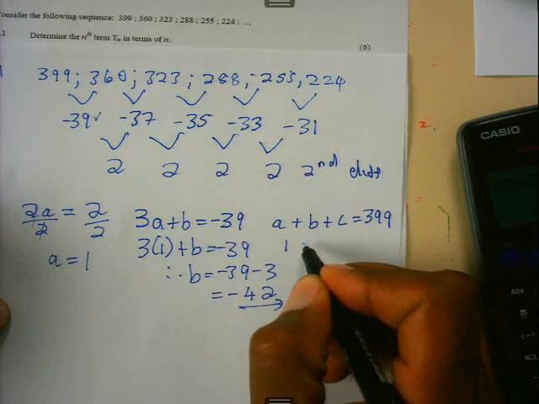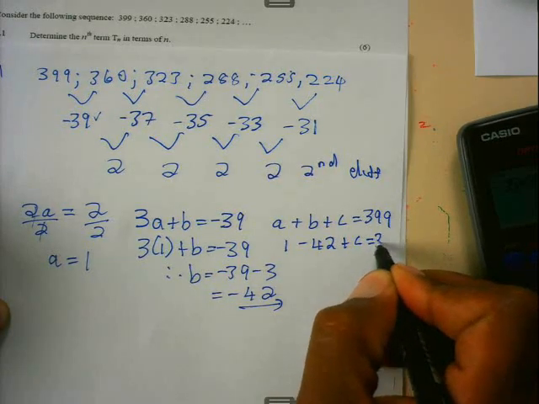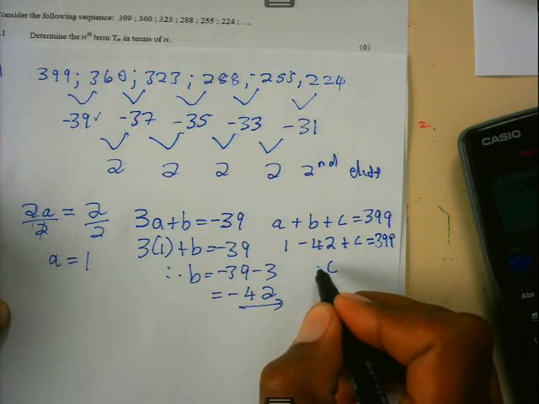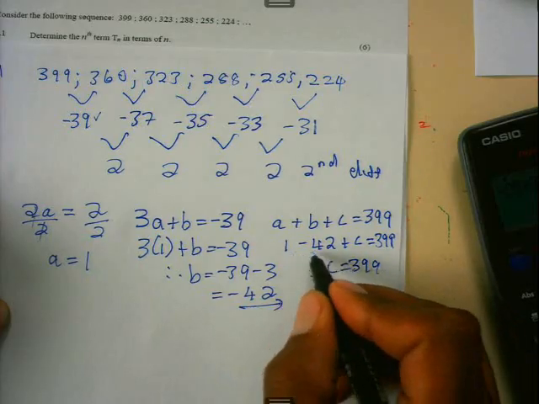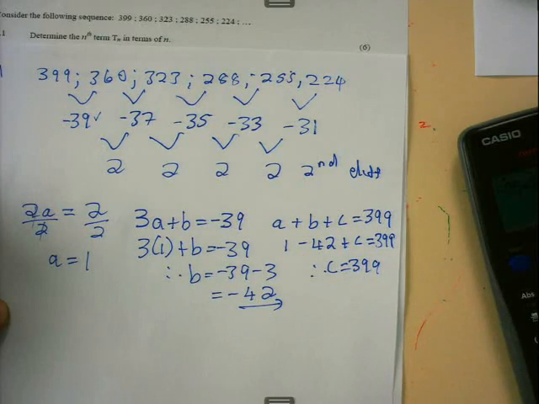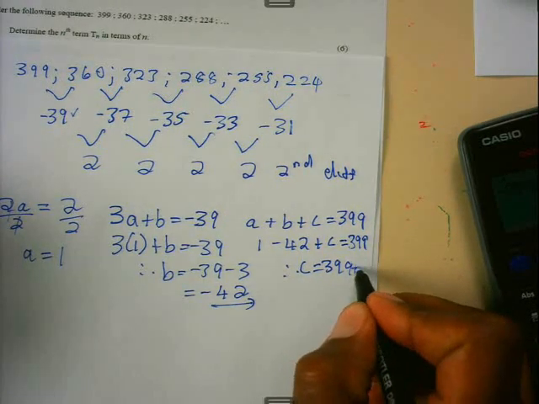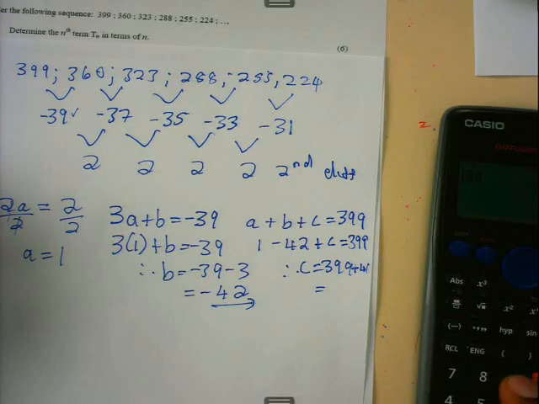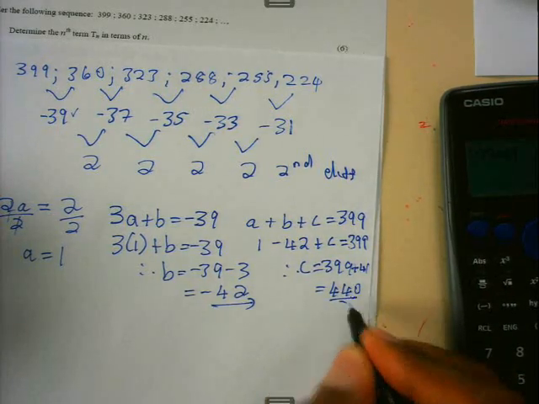Do you know the value of A? Yes, A is 1, B is minus 42, then plus C is 399. Therefore, now C is equal to 399 minus (1 minus 42). 1 minus 42, of course, will be minus 41. Then it means we add 41 on this side. Now we have 399 plus 41. The answer there is 440.